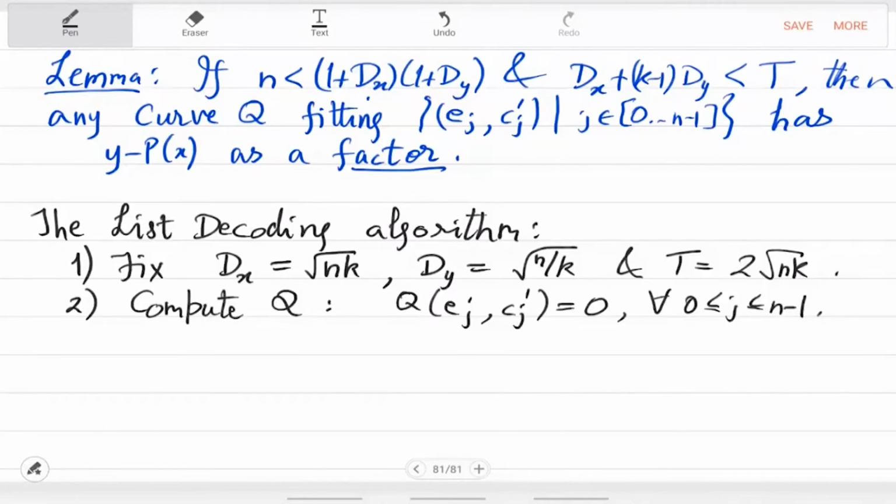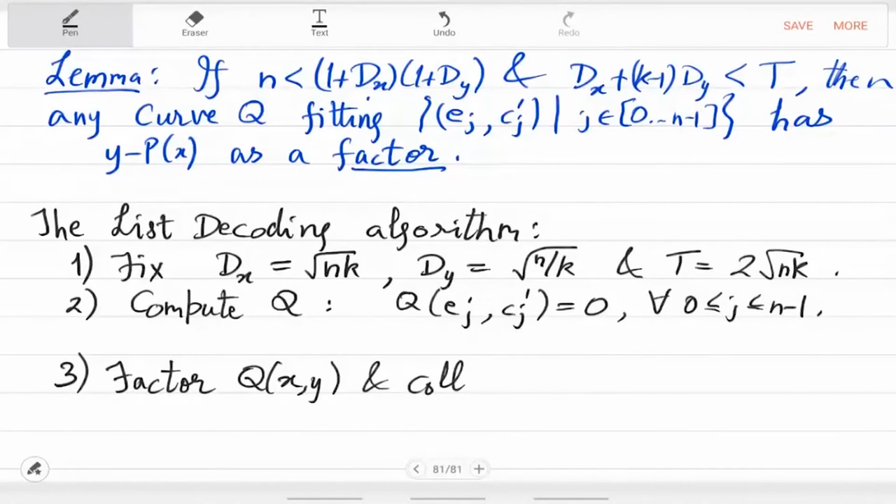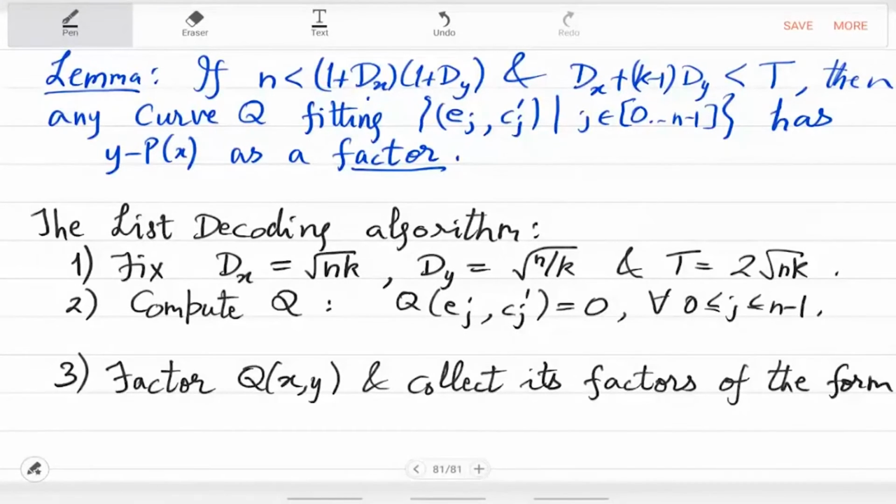And then third is factorize this bivariate, which you don't know how to factorize right now, but assuming some factorization algorithm, factorize this and collect its factors of the form y minus p(x). So essentially factors that are of individual degree 1 with respect to y and monic.